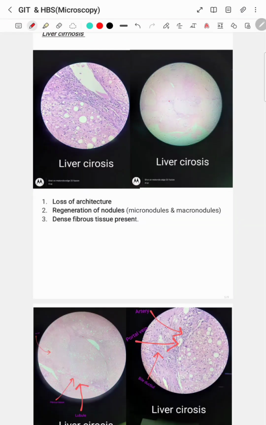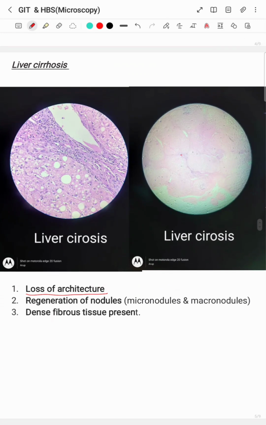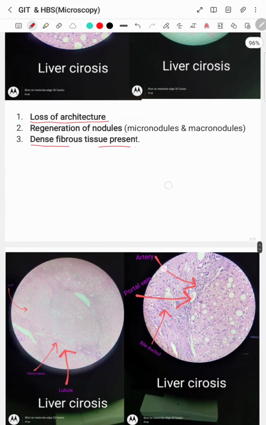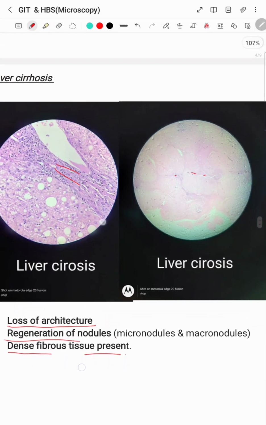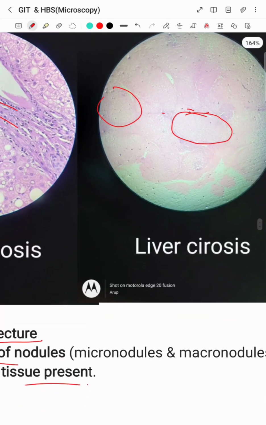So the first point is the loss of architecture. Here the normal microscopic architecture of the liver is lost, and the dense fibrous tissue is present, we see here also. What is the regenerating nodule? You can see that it is a nodule. These are the regenerating nodules.